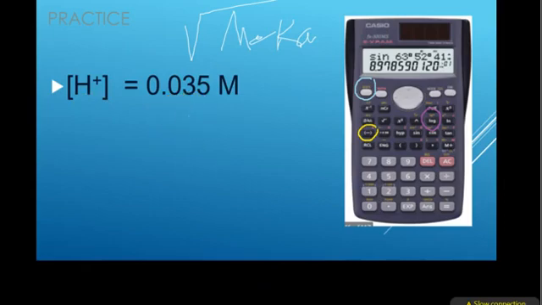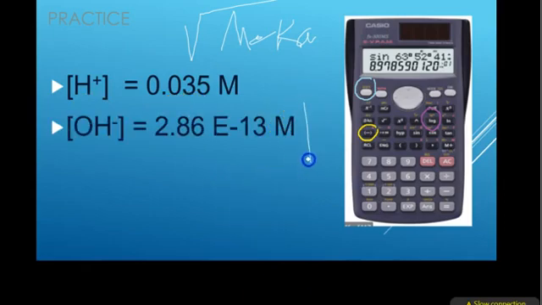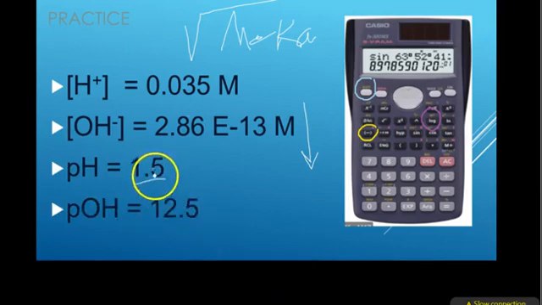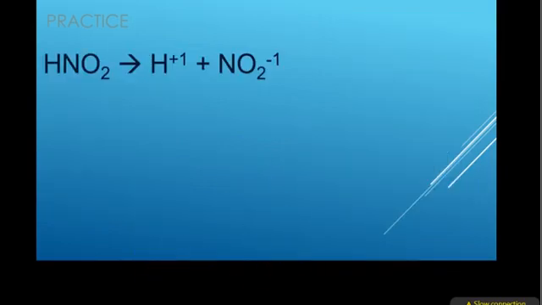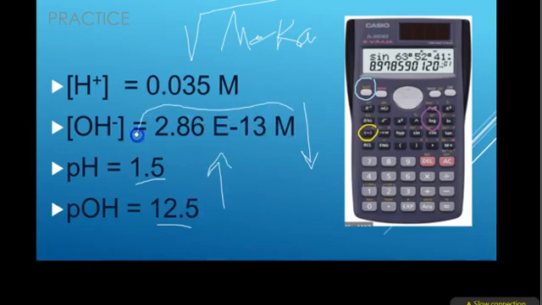Now, if you want to go down, you're going to take the negative log of the answer, and when you do, it's going to be 1.5. Then you're going to take 14 minus 1.5 and get 12.5. Then you're going to want to go up, so you take the shift log of your negative 12.5, and that's going to get you 2.86 times 10 to the negative 13. That's how you can go all the way around the square.